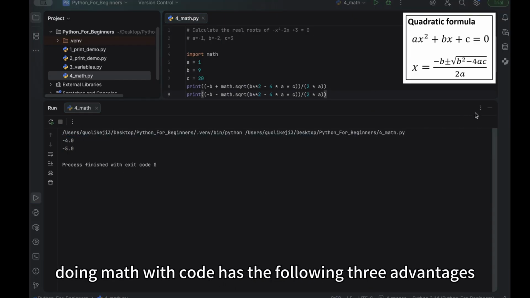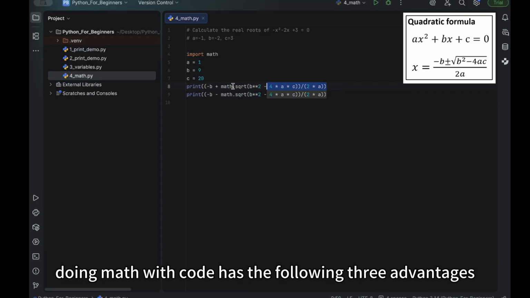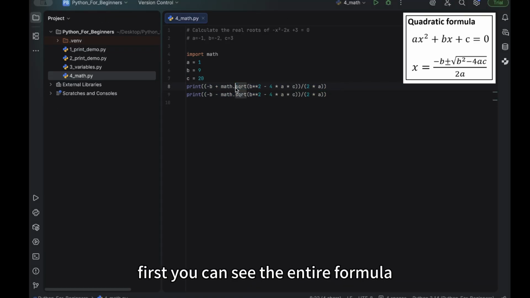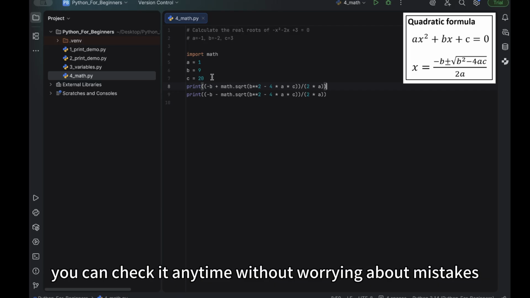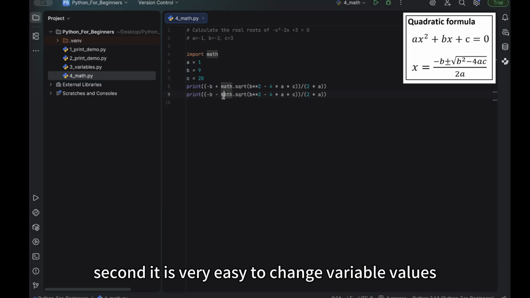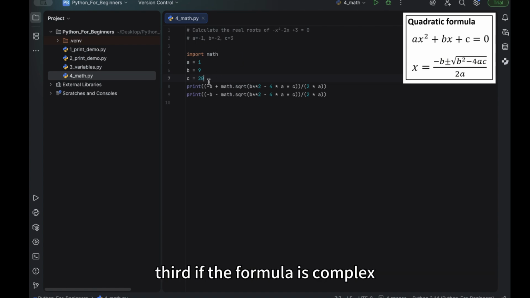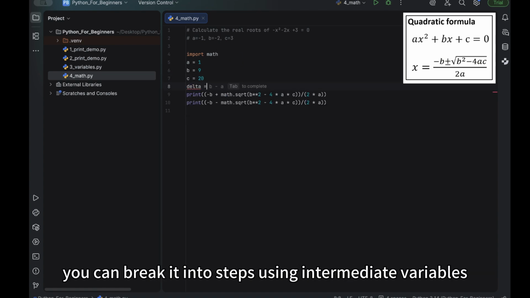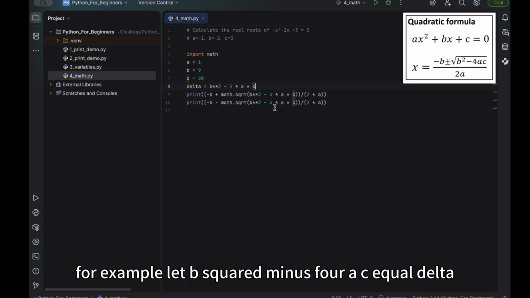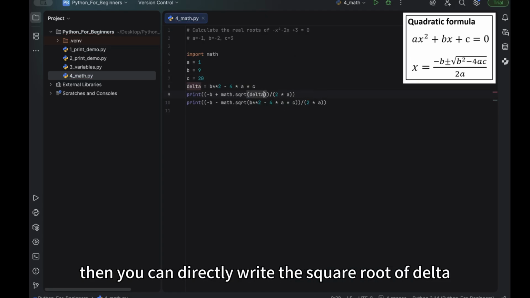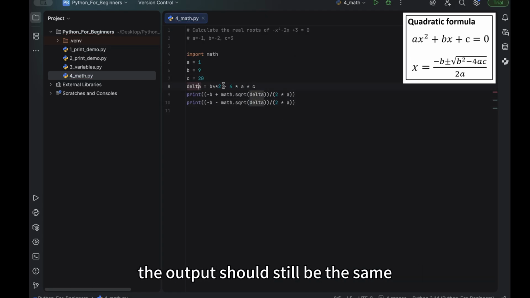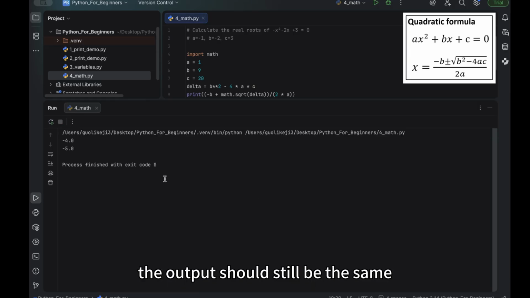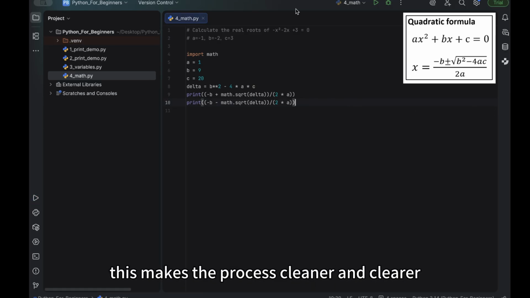To summarize, doing math with code has the following 3 advantages. First, you can see the entire formula. You can check it anytime without worrying about mistakes. Second, it is very easy to change variable values. There is no need to retype the formula. Third, if the formula is complex, you can break it into steps using intermediate variables. For example, let b squared minus 4ac equal delta, then you can directly write the square root of delta. The output should still be the same. This makes the process cleaner and clearer.